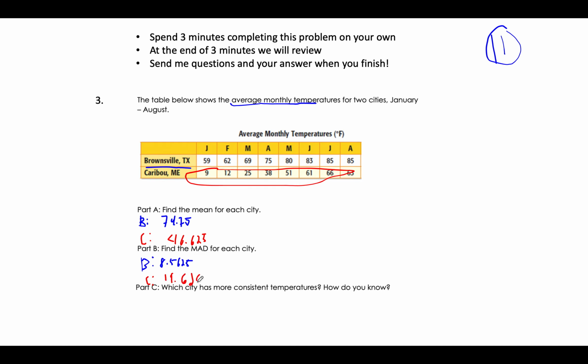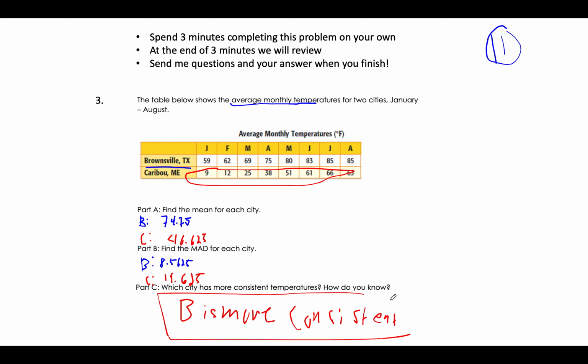So based on this, we can most definitely say that Brownsville is more consistent. We know that because the MAD is much lower than for Caribou. Therefore, it is going to have more consistent temperatures. We have a lower MAD for Brownsville, which means that it's going to be more consistent.